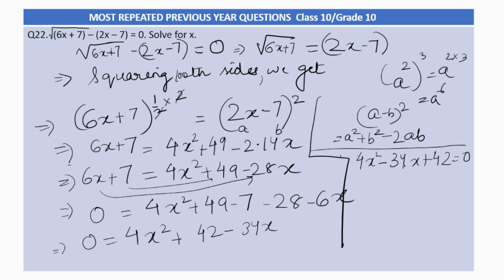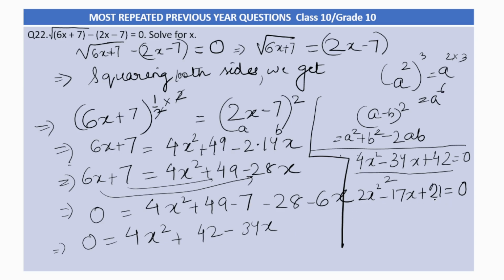Here 2 is a common factor to all of this. I'll remove this 2 and divide the entire thing by 2. What remains is 2x² minus 17x plus 21 equal to 0. Now you know how to find the factors by splitting the middle term. So we have to split the middle term here. Let's see what we get.